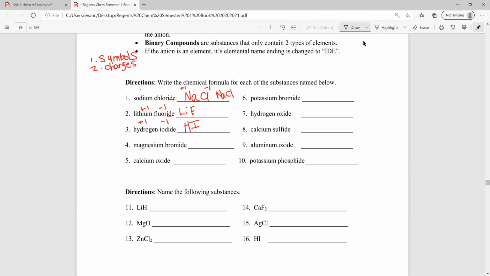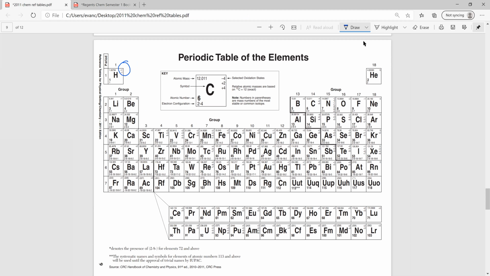Now I have my symbols: magnesium is Mg. Careful, make sure you use Table S. Bromine is Br; bromide is going to be bromine, Br. Then I have a +2 and a -1 from my periodic table. Let's double check: here's magnesium, +2, and there's our bromine with a -1. I just want to erase those so I don't run into them later.